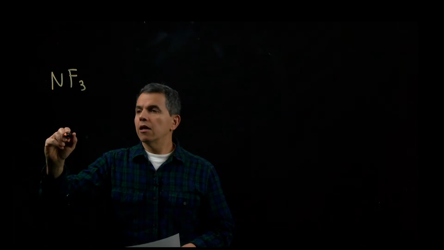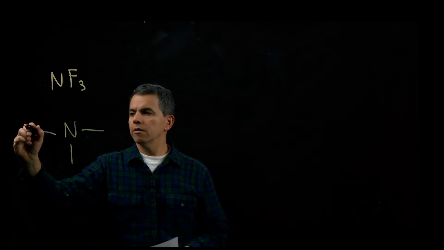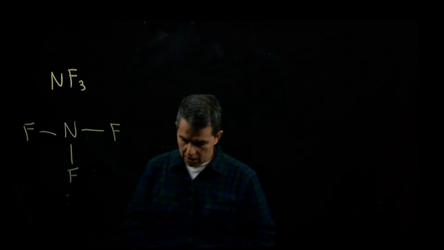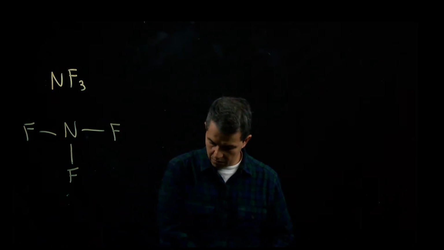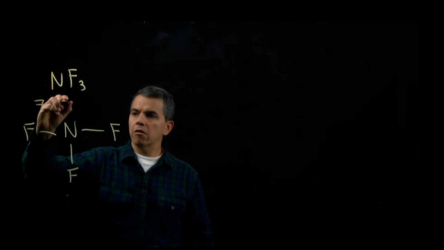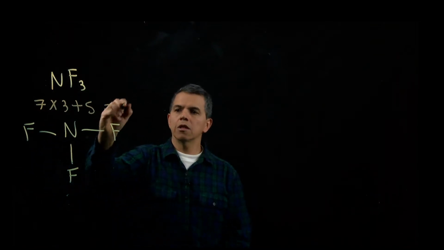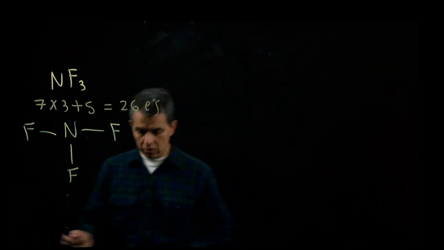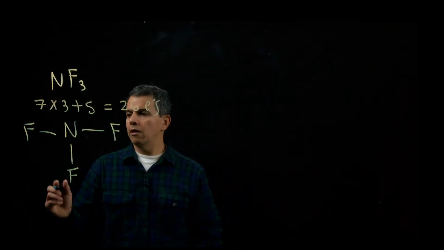The next structure is NF3. We are going to place the nitrogen as the central atom and 3 fluorines connected to the nitrogen. The electrons that we have in this particular case will be 7 times 3 fluorine atoms plus 5 corresponding to nitrogen, we have 26 electrons. We have 3 bonds, so that's 6 electrons. We need to put 20 more electrons on the different atoms.